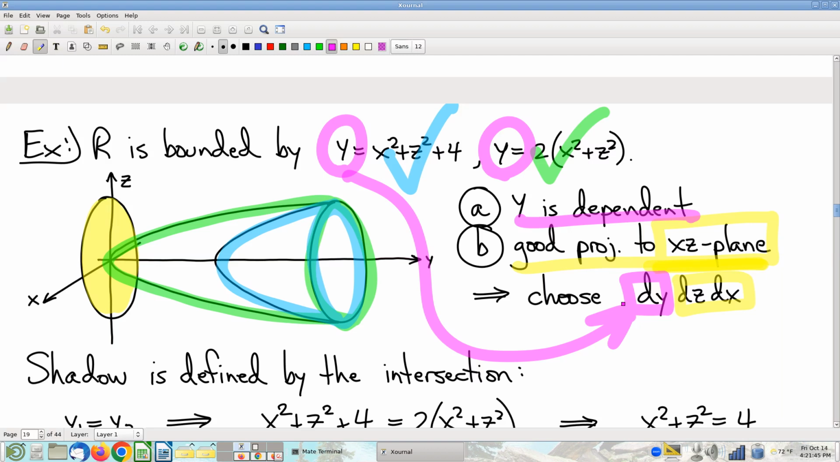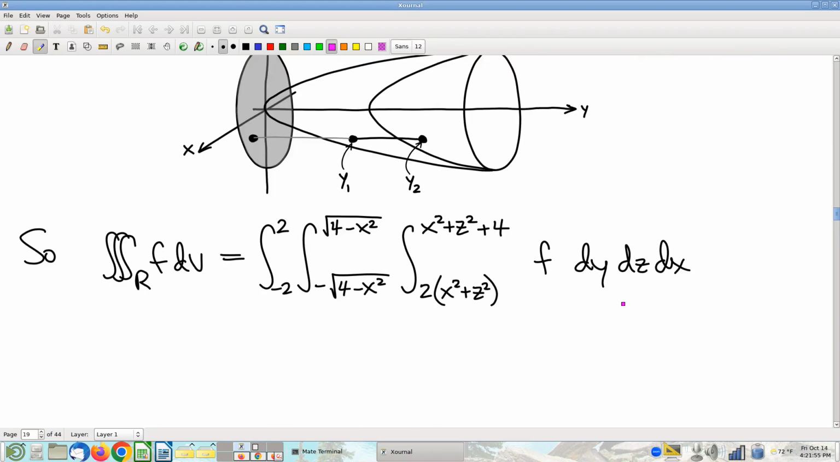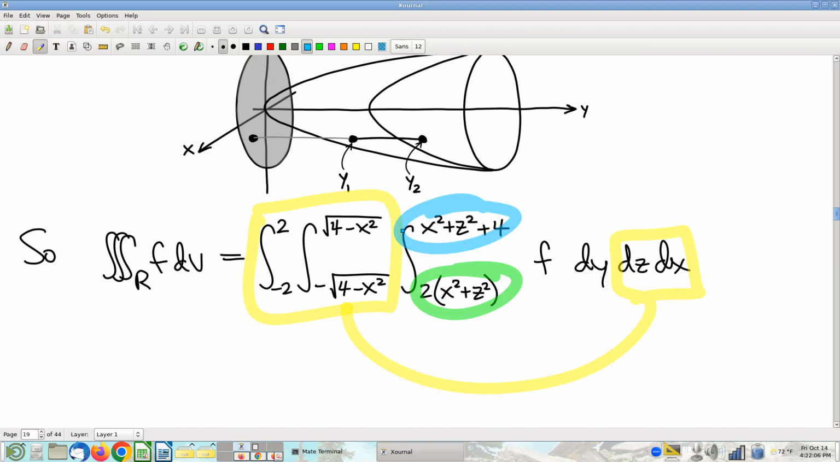And now you slice up your projection. It's just a disk. Green to blue. Solve for y. Oh goody, it's already solved for. And so your bounds, right? You get these bounds for x and z from the projection. And then from green to blue for y. And we're in business. What do you think? Everybody okay?